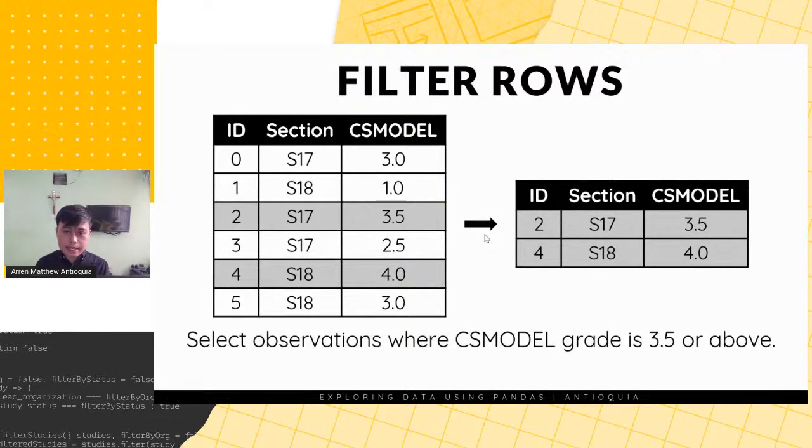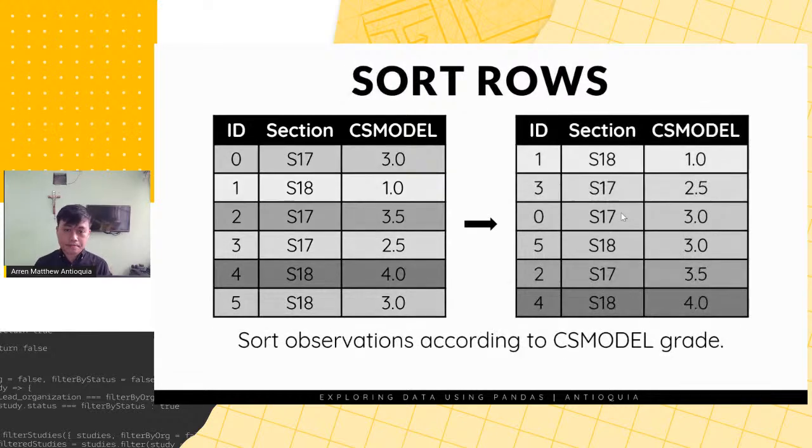This one we're selecting observations wherein their grade is greater than or equal to 3.5. Okay, we have a very big data frame, but we only want to consider those na ang grade ay above 3.5. Okay, usually gusto mong makita kung sino siguro yung mga outstanding students, ganyan. So these are just examples of example applications.